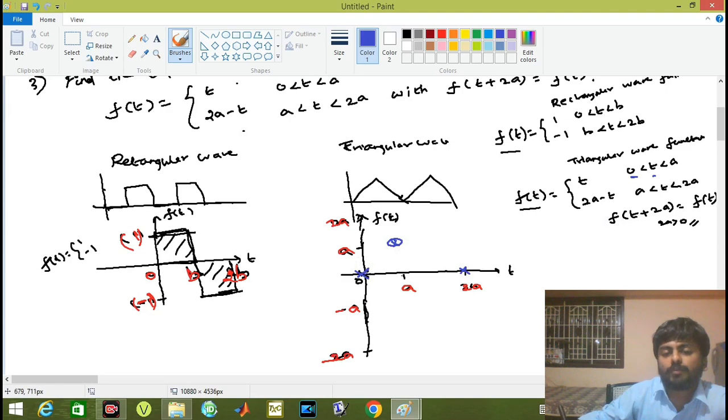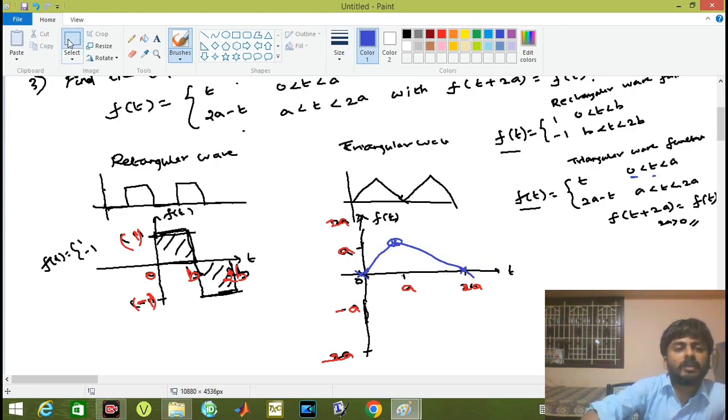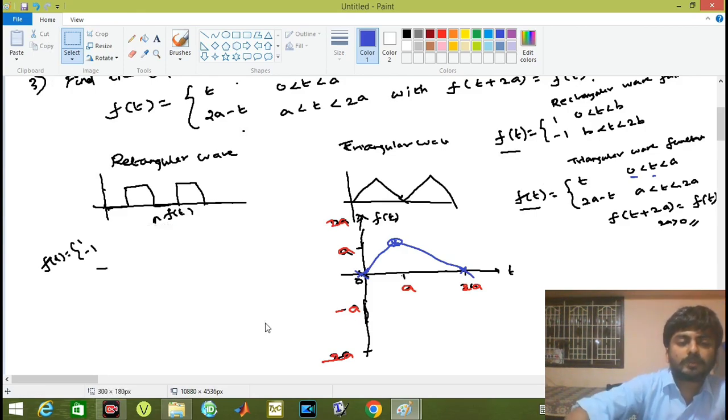So it will form a triangle. I hope you now know the difference between a rectangle wave function and a triangle wave function.